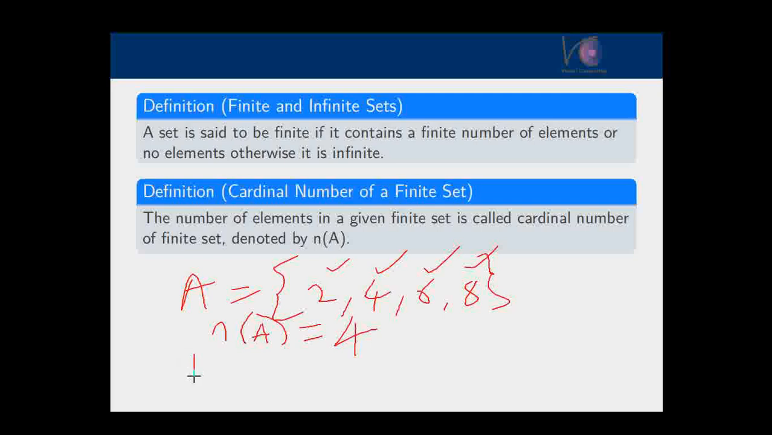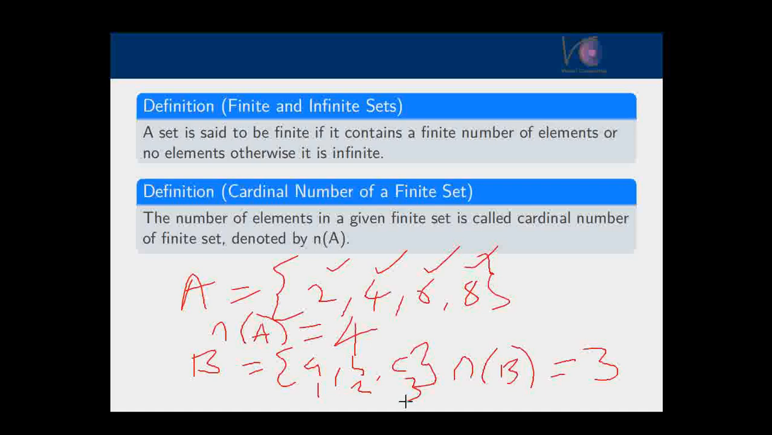Again, we can have set B, which is equal to a, b, and c. What is the cardinal number of the set? The cardinal number is denoted by n(B), the number of elements in B, and this is going to be equal to 3, because we have 1, 2, 3 elements in it.